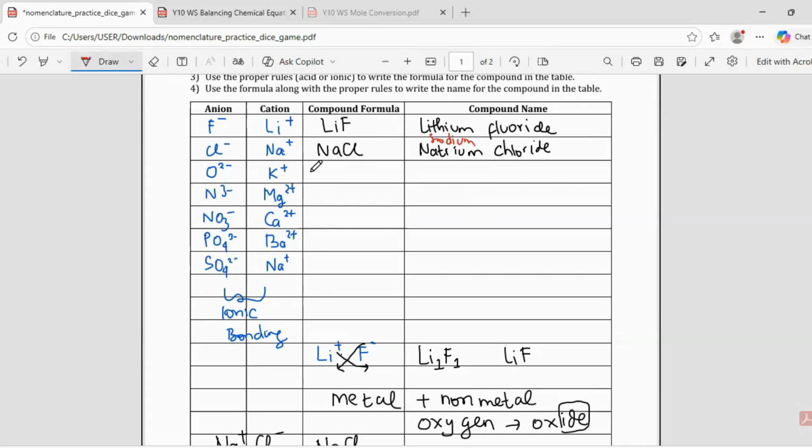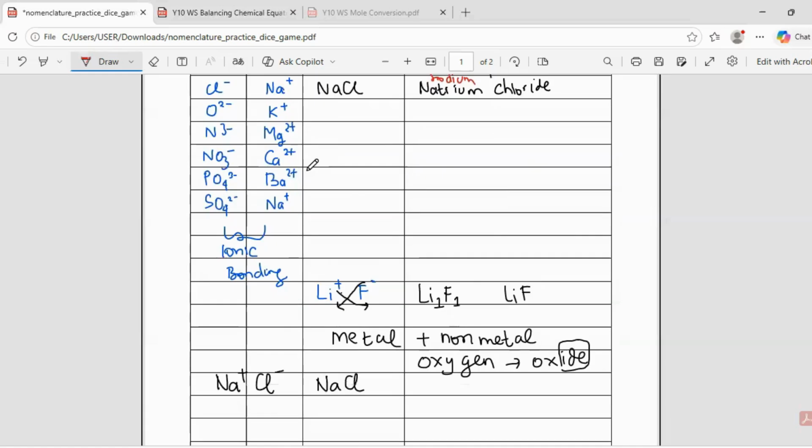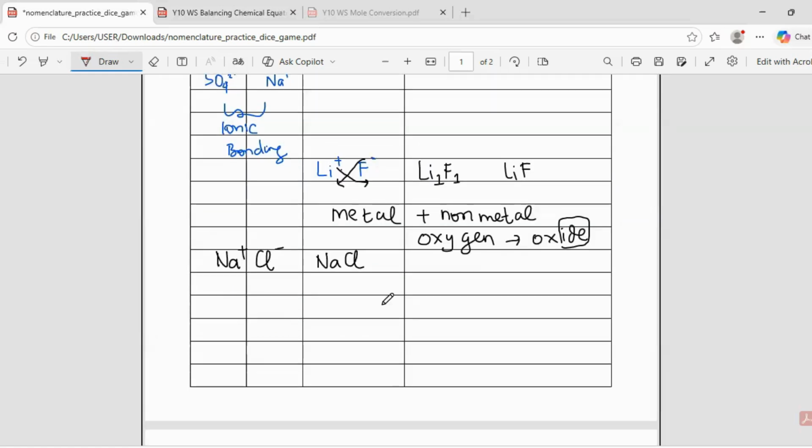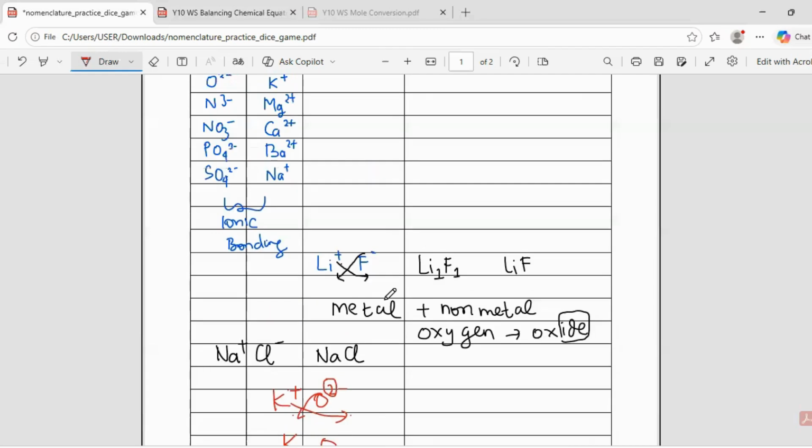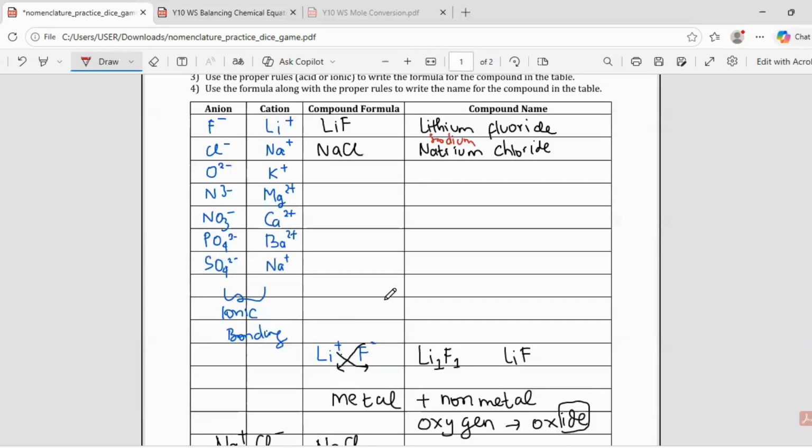And then how about if you have different charges? For example, here K+ with O2−. The 2 from the oxygen will go to K, while the 1 from potassium will go to O. So you end up with K2O. Once again, 2 here will go toward K and 1 here will go toward O, so the result will be K2O. You just need to switch the numbers and you will get K2O.